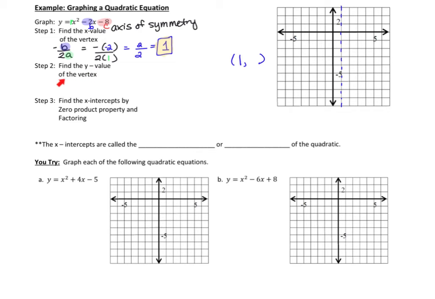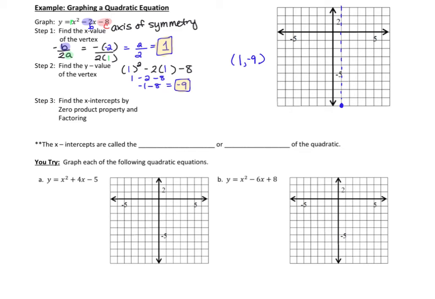Now to find the y value of my vertex, I'll take my answer for x and substitute it back into my original equation to solve for the y value. So that's going to give me 1 squared minus 2 times 1 minus 8. 1 squared is just 1. 2 times 1 is just going to give me 2, and then minus 8. 1 minus 2 is negative 1, and negative 1 minus 8 is negative 9. So my y value is going to be negative 9 for my vertex.